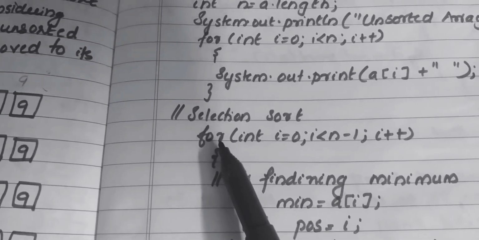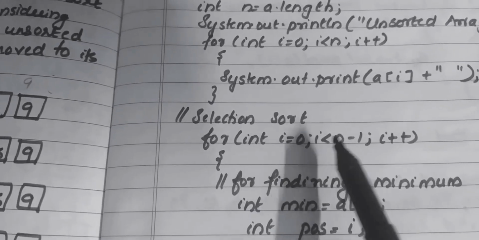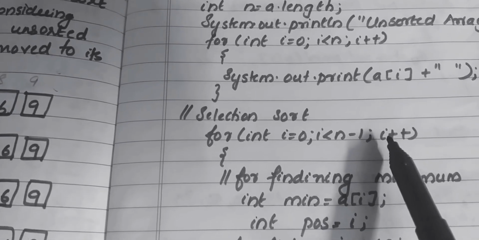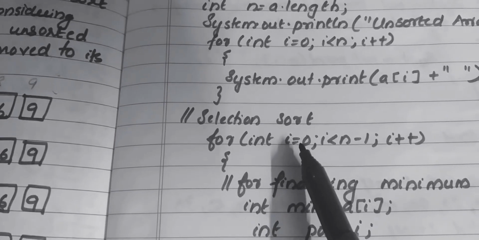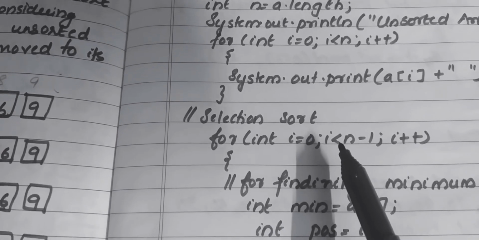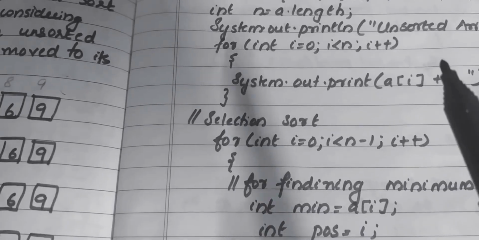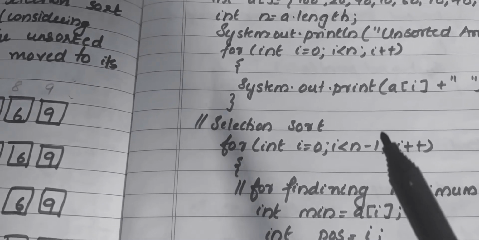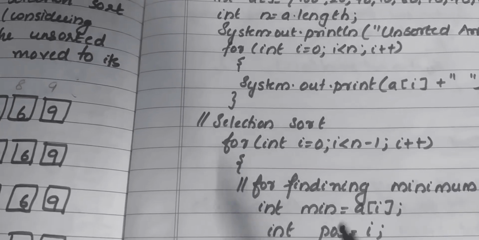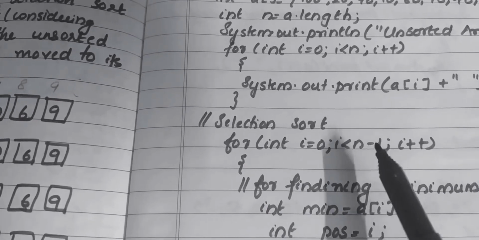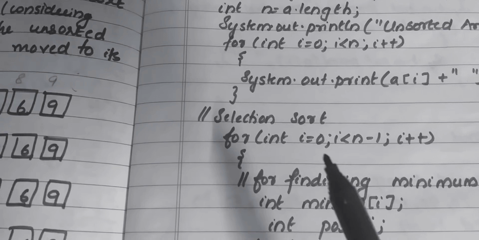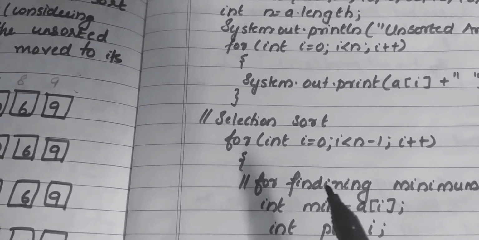Here we have declared a for loop: for int i equals 0, i less than n minus 1, i plus plus. This is the main loop, the outer loop. The initial value of i is 0, and we will continue this process since we want to sort the entire elements in the array. We already said that if there are n elements, then there should be n minus 1 iterations for sorting the entire array. So n minus 1, that is 10 minus 1, a total of 9 iterations will be there. Then i plus plus, and after that open the for loop. Then we want to find the minimum element.